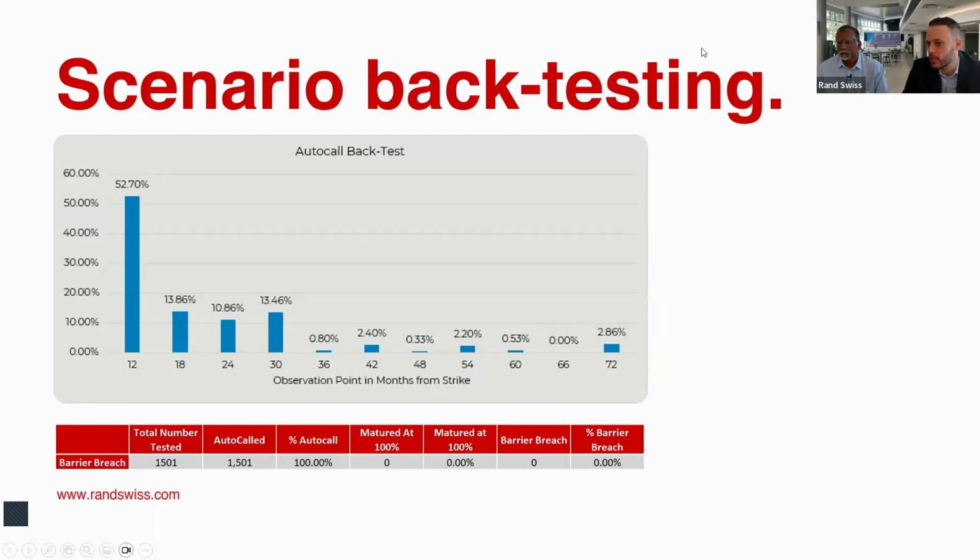Essentially, based on that, you expect this product to call in the first 12 months 52% of the time. So there's a high degree, it's almost a coin toss, that you will be out in 12 months.